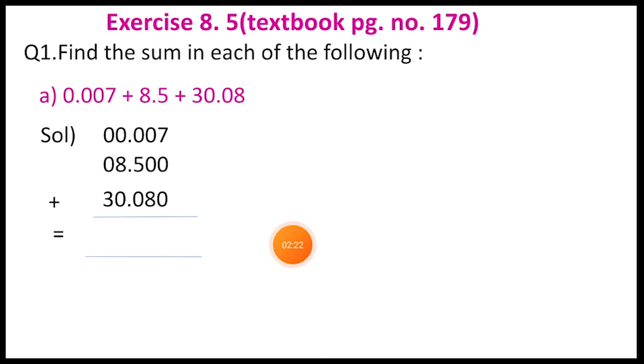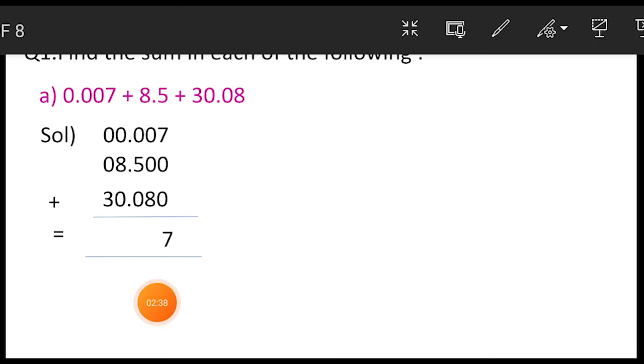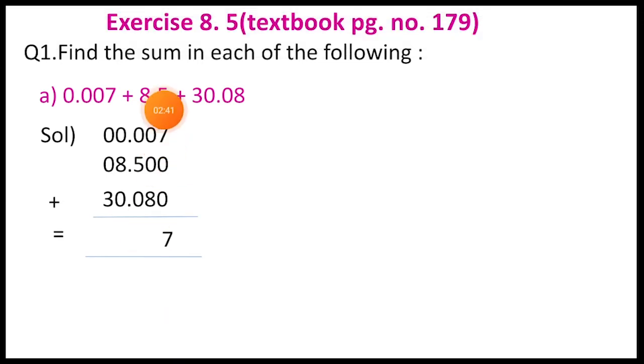When we take their sum, we take it from the extreme right end. So first we take the sum for the thousandths place. We have only 7 here, so the sum will be 7 for this place. Now let us get the sum for the hundredths place. Here you can see 0 plus 0 plus 8, so we'll get 8. Now for the tenths place, 0 plus 5 plus 0, so we'll get 5.